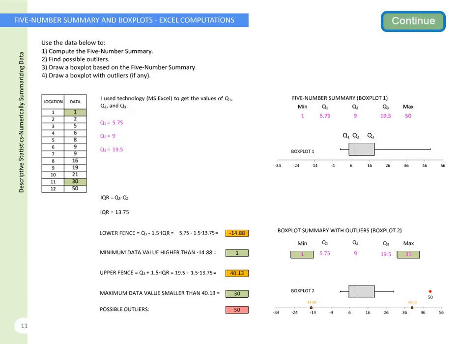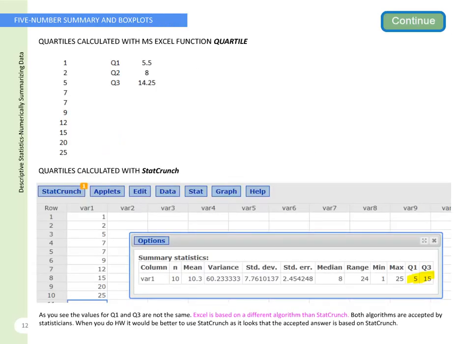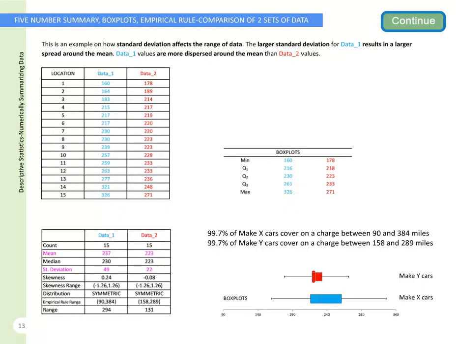Based on box plot 1, I assume the data is skewed right, as from the median to the maximum value is more spread than from the minimum value to the median. As you see, the values for first and third quartiles are not the same. Excel is based on a different algorithm than StatCrunch. Both algorithms are accepted by statisticians. When you do homework, it would be better to use StatCrunch, as it looks that the accepted answer is based on StatCrunch. For these box plots, the quartiles were calculated with Excel.